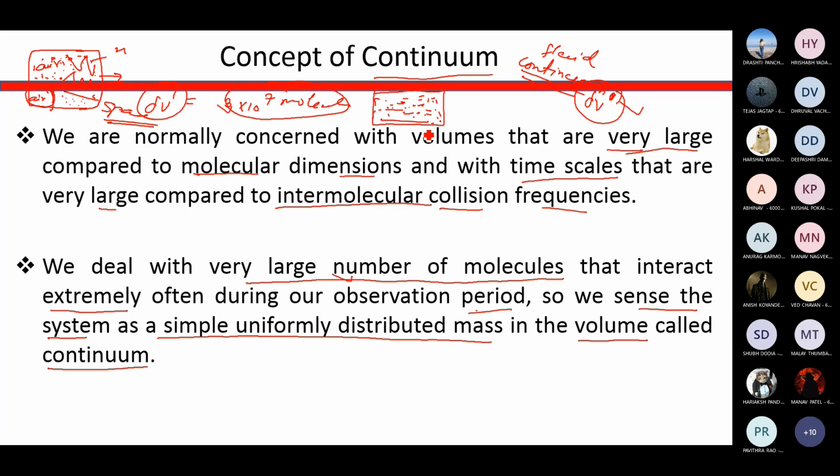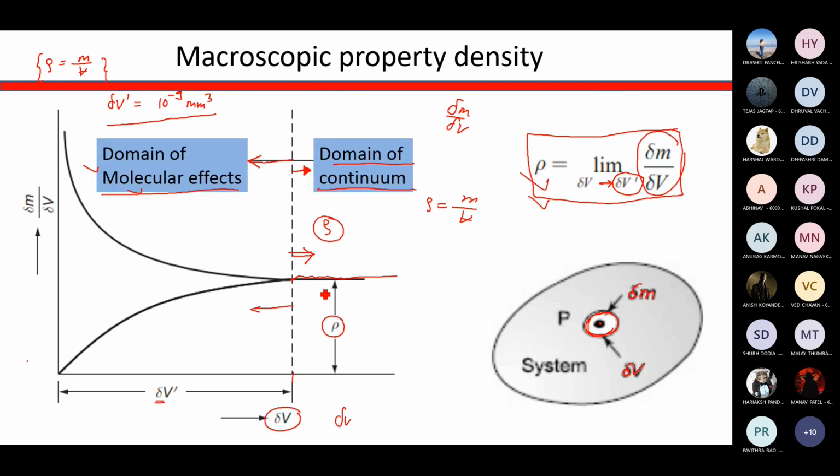Is it clear? Now this is possible when you have a very large number of molecules present in the system, and it means when you select a volume which is very large compared to the molecular dimensions. In that case only this is true. Are you getting my point or not? Yes, sir. So now if you go back to this definition, this chart, you will come to know.